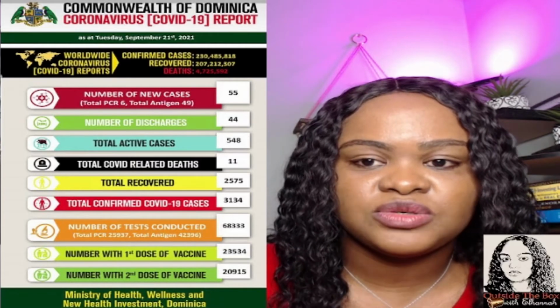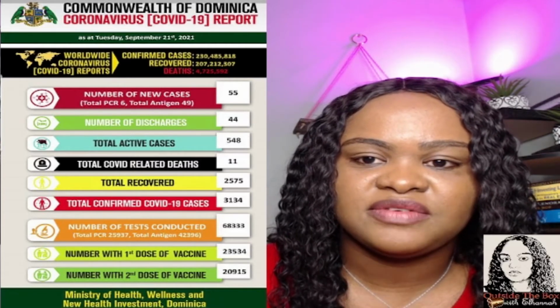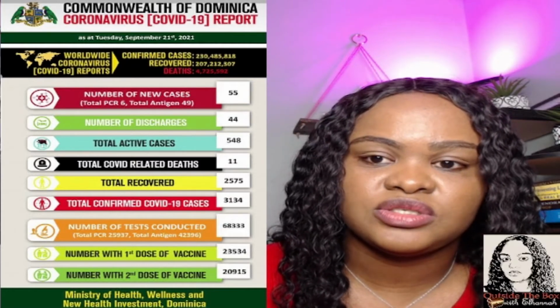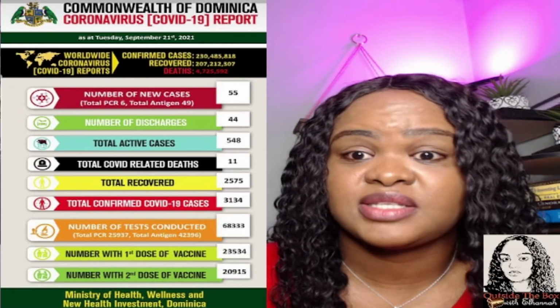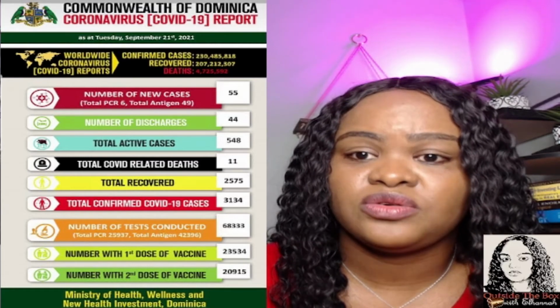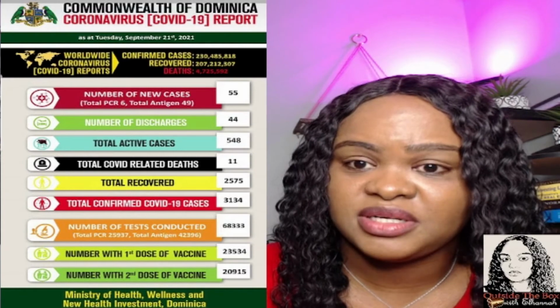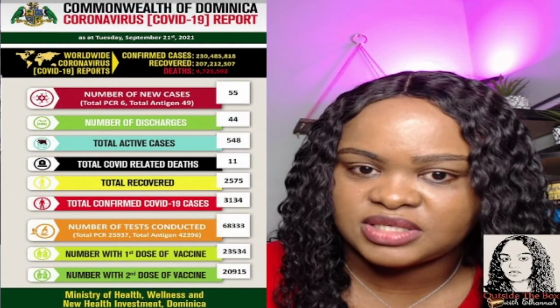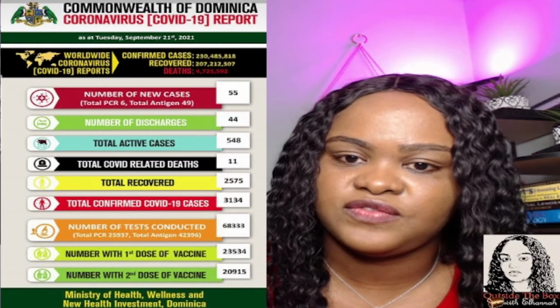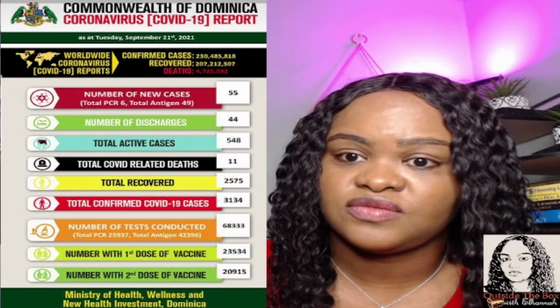The number with the first dose of the vaccine. The vaccines that we have in Dominica right now are all 2-dose vaccines. So you have to take 2 doses of the vaccine in order to be fully vaccinated. So everyone takes the first dose. That means everyone who has taken a vaccine in Dominica has taken the first dose of the vaccine. So that is the number here: 23,534 people have taken their first dose of the vaccine.